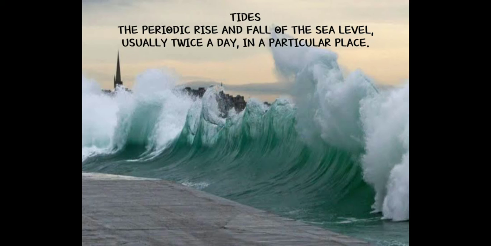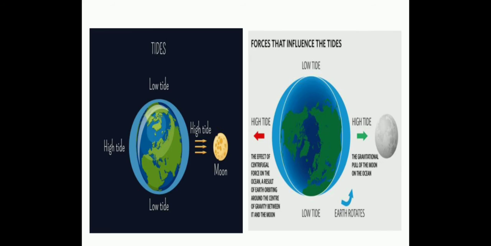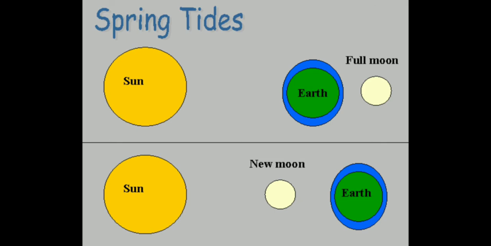Tides. The periodic rise and fall of the sea level, usually twice a day in a particular place, is known as tide. Tides are caused by the gravitational pull of the moon and the sun and the earth's rotation. When the gravity of the moon pulls the earth at a particular location, high tide occurs. When it releases its pull, the water level comes down and low tide occurs.